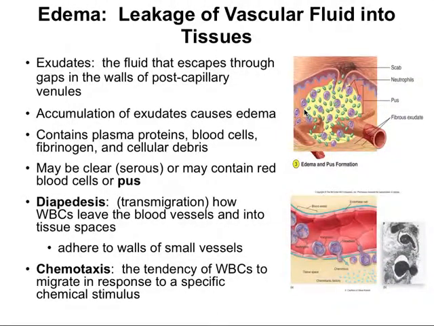The exudates contain plasma proteins as well as blood cells, fibrinogen, which is a clotting factor, and cellular debris. They may be clear, which we call serous, or they may contain red blood cells and pus. Now, pus is simply white blood cells and debris that's generated by phagocytosis, so it makes sense. So you might ask, how do these blood cells make their way out of the vessels and into the surrounding tissues? The process is called diapedesis, and it involves white blood cells adhering to the walls of the small vessels and then squeezing their way out between the endothelial cells.